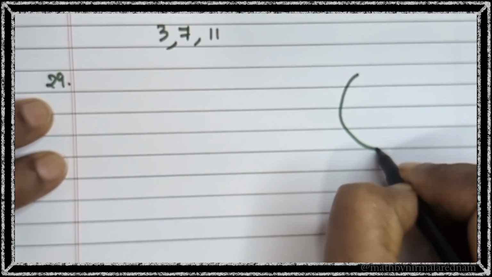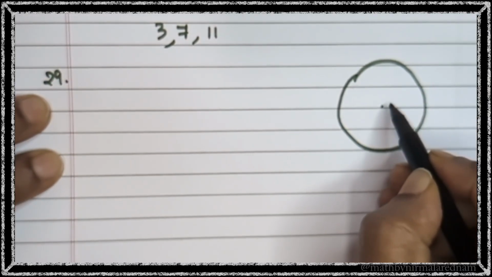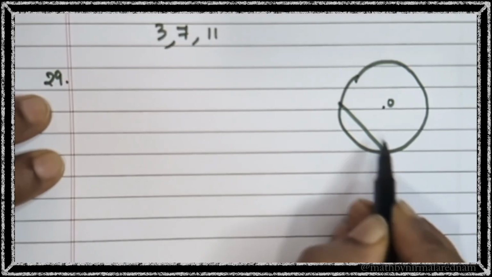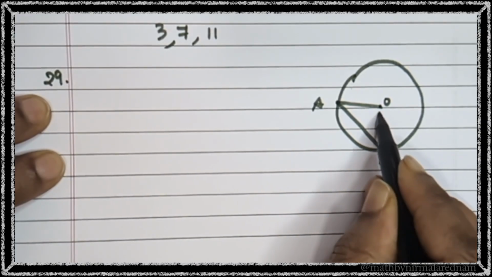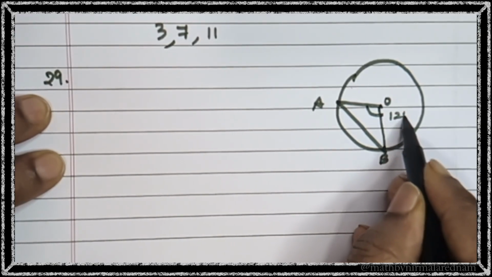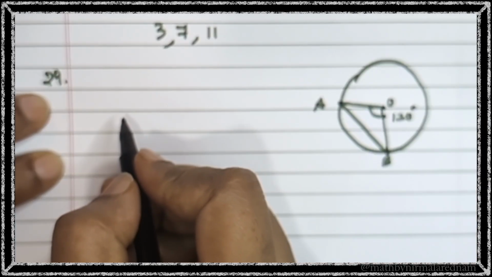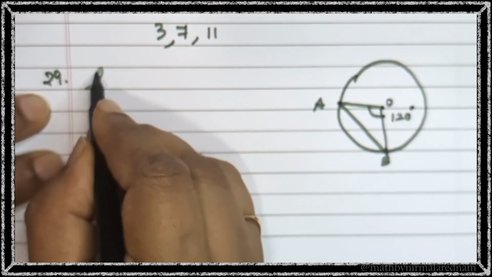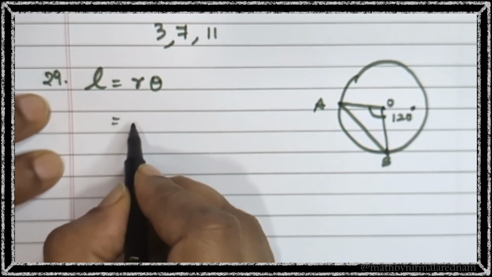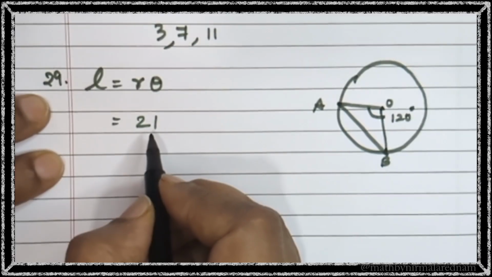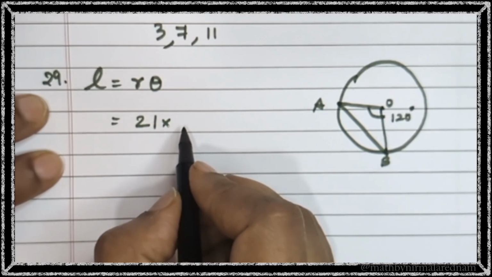Let me draw the figure. I have a circle centered at O. AB is the chord which subtends an angle of 120 degrees, right? Now, the length of AB, L is equal to R theta, right? Now, what is the radius? It is given as 21 centimeters. And what is theta? Theta is 120 in degrees.